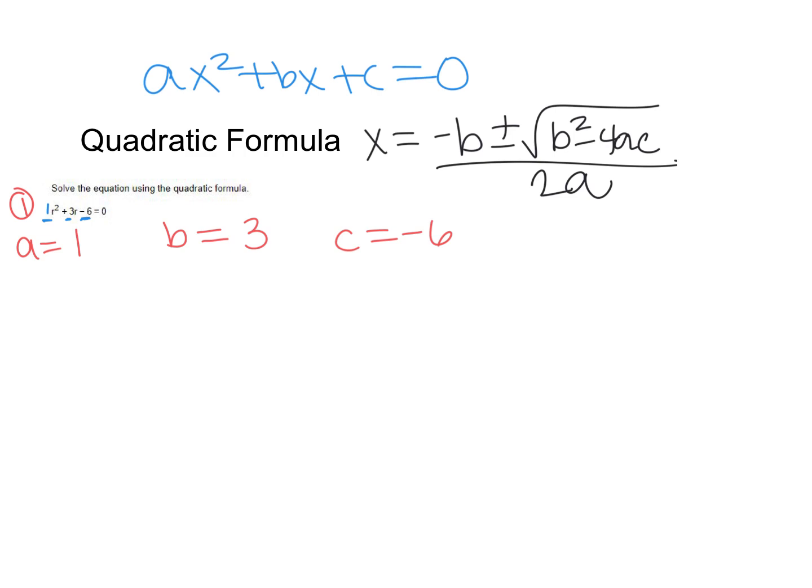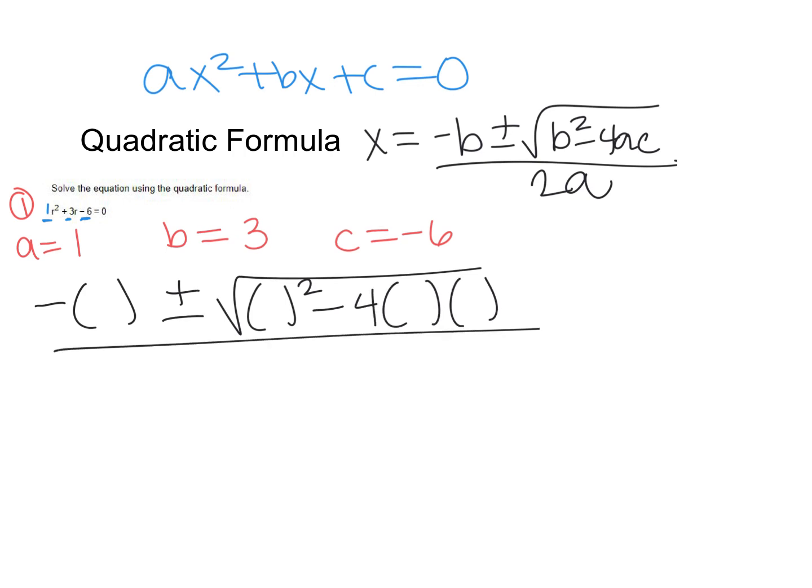Now I'm going to plug this into what I call the skeleton formula. So I'm going to have negative, plus or minus the square root of something squared minus 4 times something, all over 2a. I call this the skeleton, and I'm just going to be plugging my values in. For a, I'll plug in a 1, and a is in 2 spots in the quadratic formula. So I'll do this in red: there will be a 1 here and a 1 here.